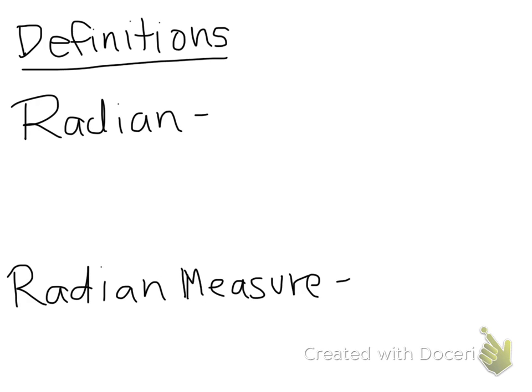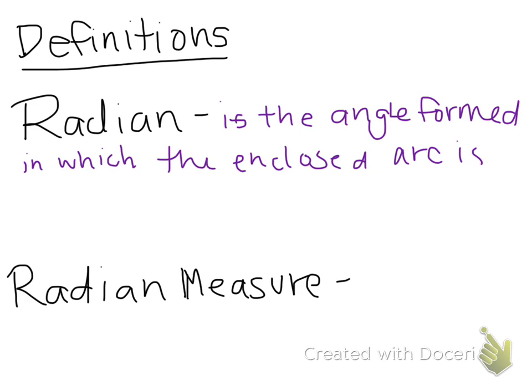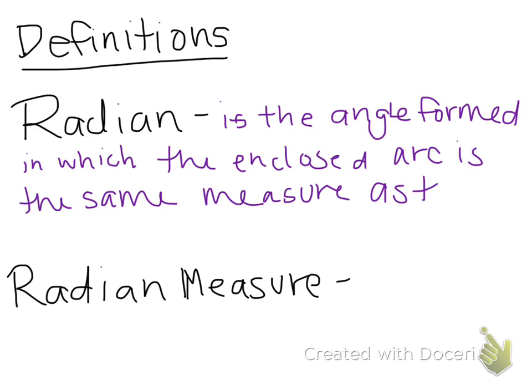So a radian is the angle formed in which the enclosed arc is the same measure as the radius. It's easier to draw a picture for this definition.